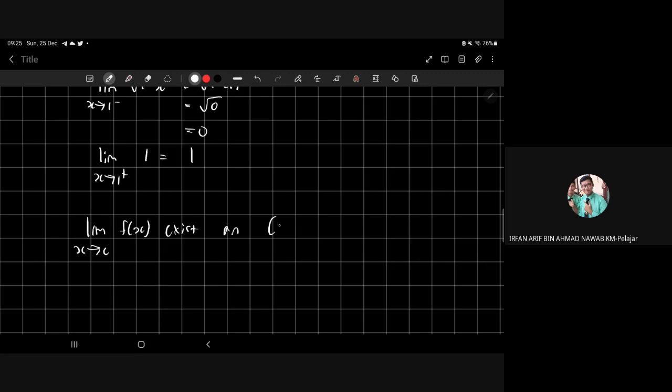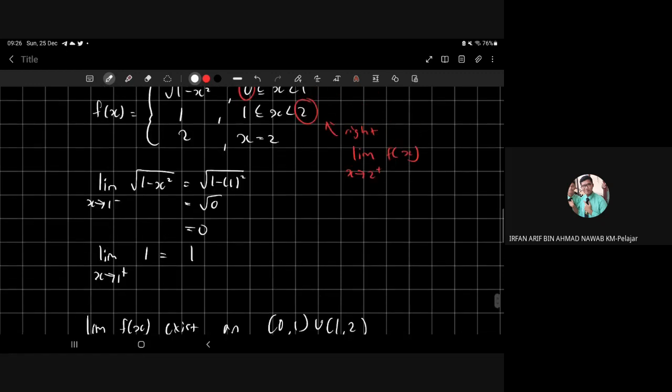on 0, 1, and 1 to 2. They're not talking about right hand side limits or left hand side limits. They're talking about the overall limit, which is x approaches c. They didn't put the plus or minus notation on our c, meaning that they want the overall limit, not the right hand side or the left hand side. And 1 isn't included because I already showed you that as x approaches 1 from the left, it's not equal to x approaches 1 from the right.